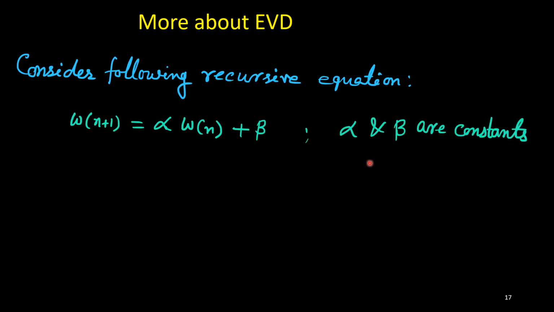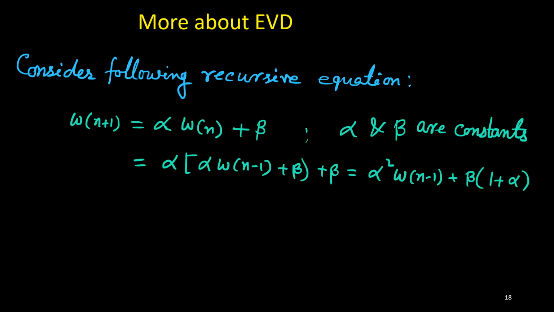Not only this, if we have a recursive equation Wn plus 1 equals alpha times Wn plus beta, where alpha and beta are constants, then we can also show that this recursive equation will converge to a finite level under one condition on alpha only.